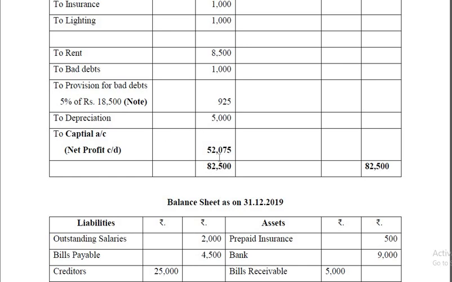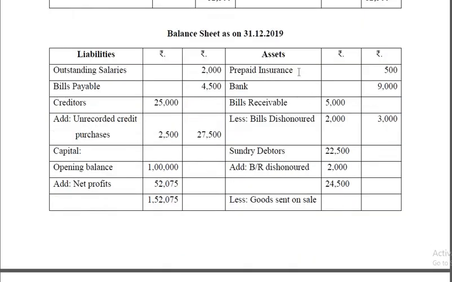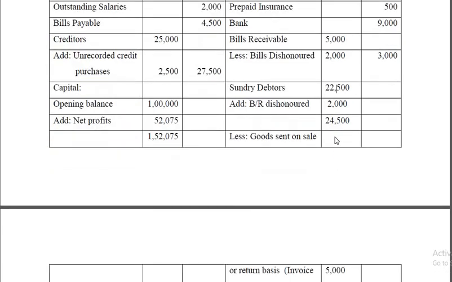Then balancing figure is 52,075 rupees. Balance sheet. So prepaid insurance will come to the asset side. Bank balance 9,000. Bills receivable 5,000. Dishonored is 2,000, so deducted to that extent. So 3,000. Sundry debtors 22,500. Bills dishonored are added. So again 24,500.